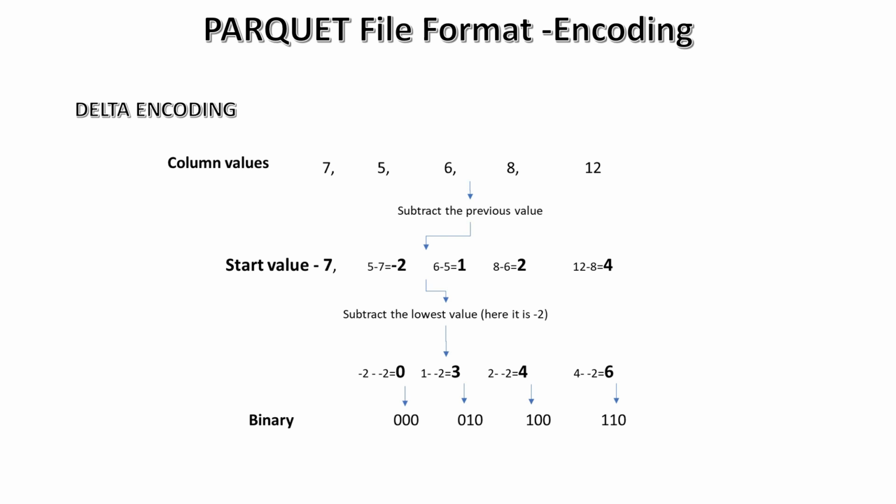We can easily find the values by adding each delta to the start value. 7 plus minus 2, 5. 5 plus 1, 6. Then 6 plus 2, 8. Then 8 plus 4, 12. That way we can find the values.